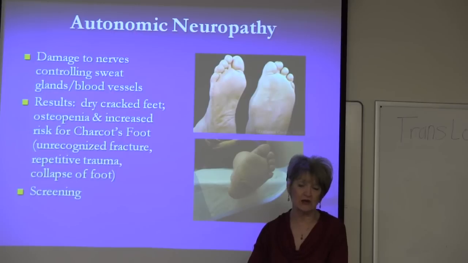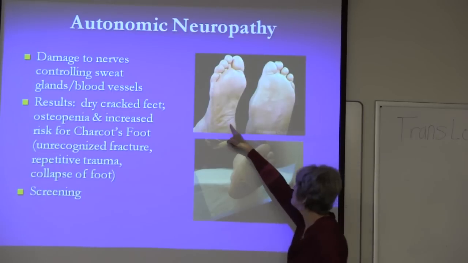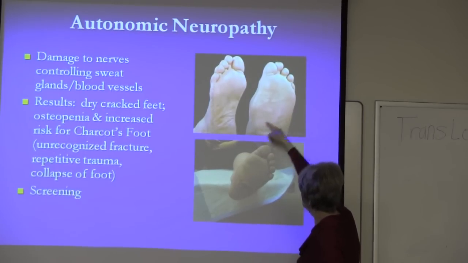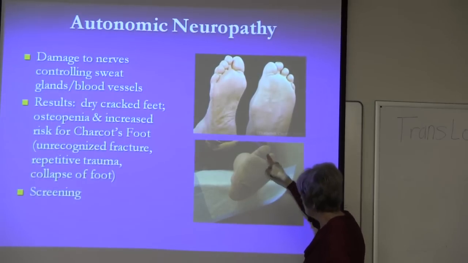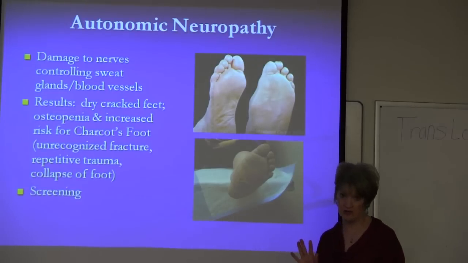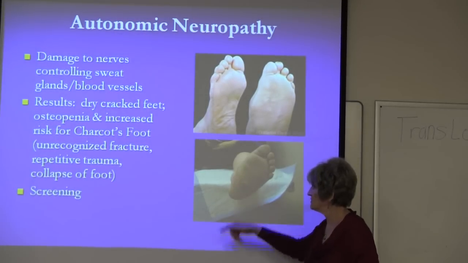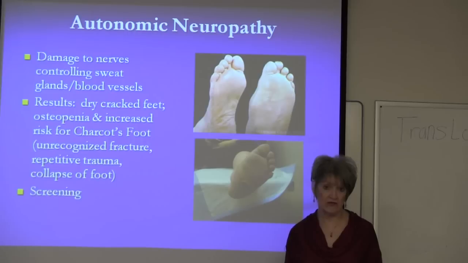And over time, you get repetitive fractures, you get loss of the normal contours. So here's normal contours. Here's what you see with a Charcot foot. You've lost the arch, you've lost the normal and structural integrity of the foot. Now you have totally altered weight bearing, and very common to get ulcerations. So how do you screen for autonomic neuropathy? You look for significant changes in the contours of the foot, loss of the arch, and development of that Charcot contour. And you also look for very dry or very wet skin.